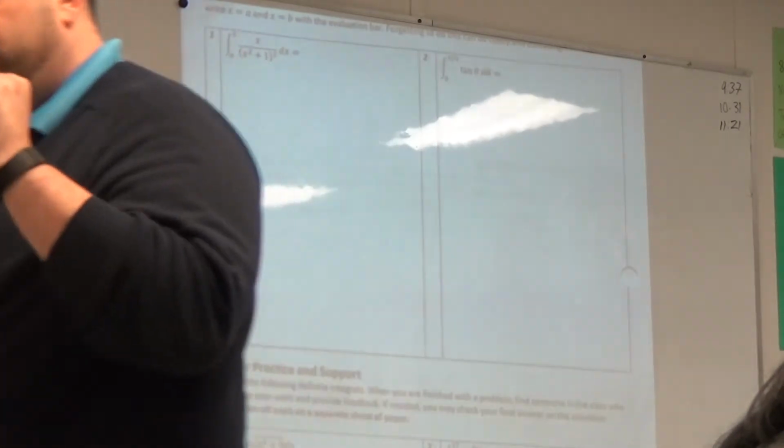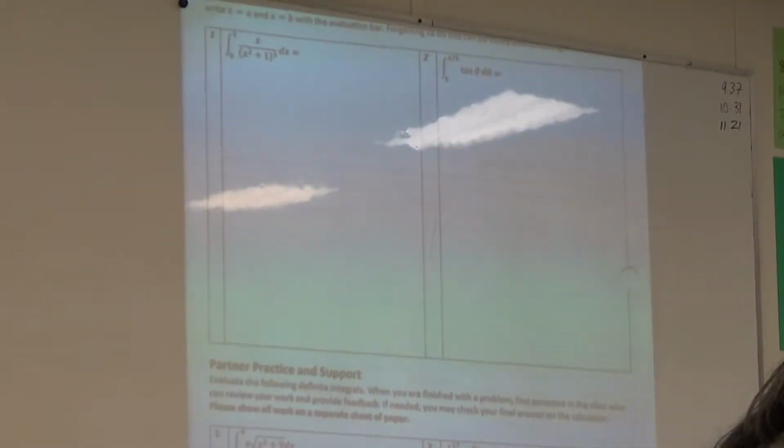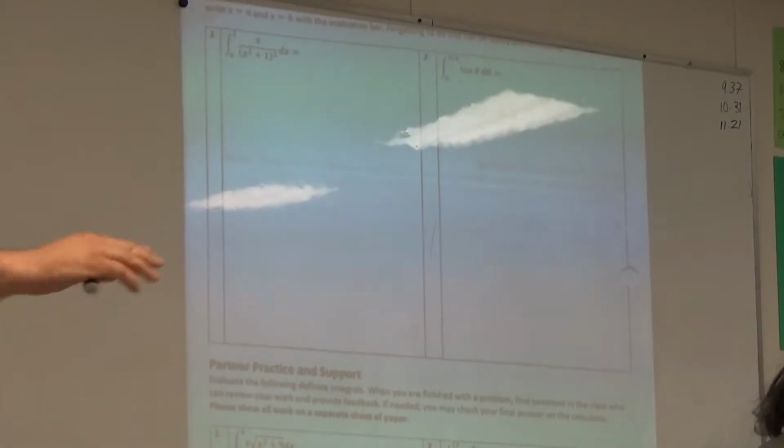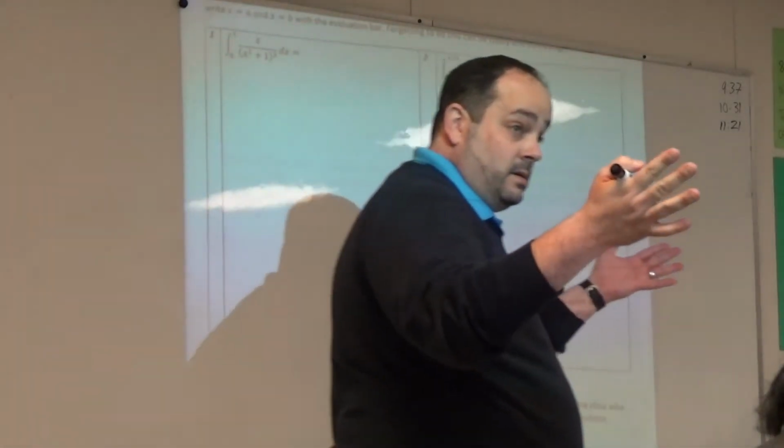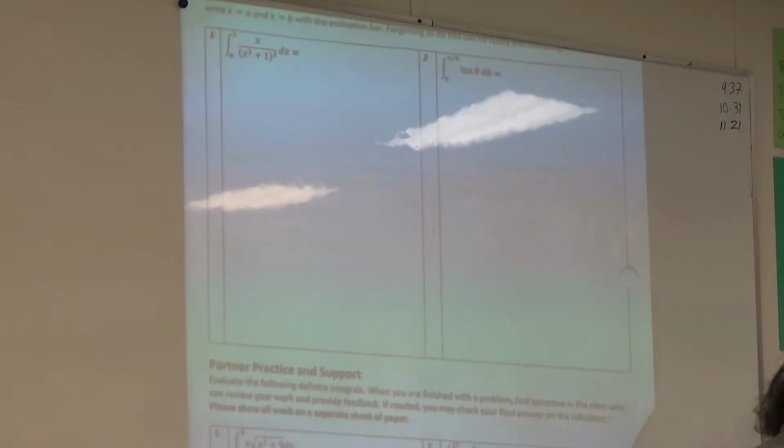Alright, let's pull it together in 5, 4, 3, 2, and 1. I heard from at least 4 different groups. What you're going to do, you're going to find the antiderivative. Once you found the antiderivative, what are you going to do? You're going to plug in the endpoints. Done. Find the antiderivative, plug in the endpoints.